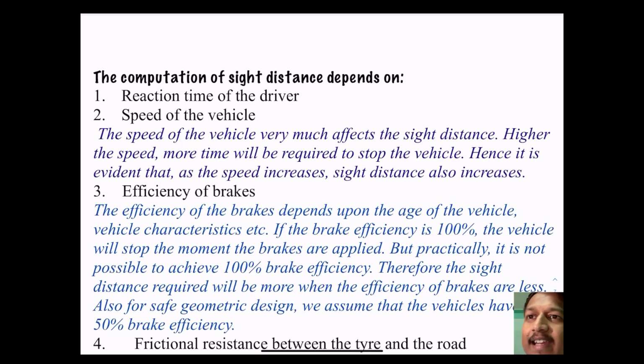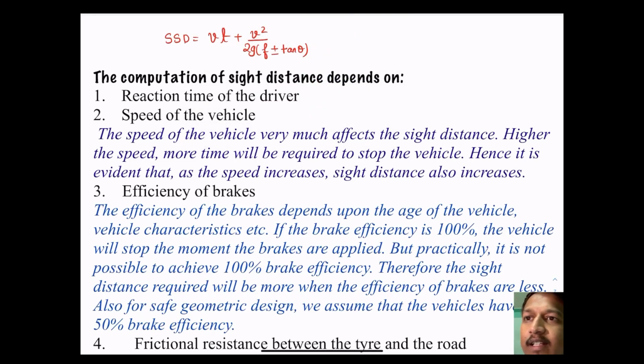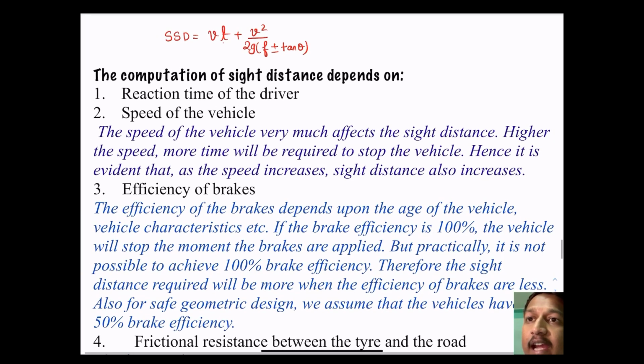Computation of sight distance depends upon various factors. To understand this, we'll write down the equation of SSD. SSD is equal to lag distance v into t plus v square divided by 2g into (f plus or minus tan theta). So we'll see what factors the computation of sight distance depends upon. First factor is the reaction time of the driver. We have seen t is equal to 2.5 seconds. So it means that sight distance first depends upon the reaction time of the driver, the small t.